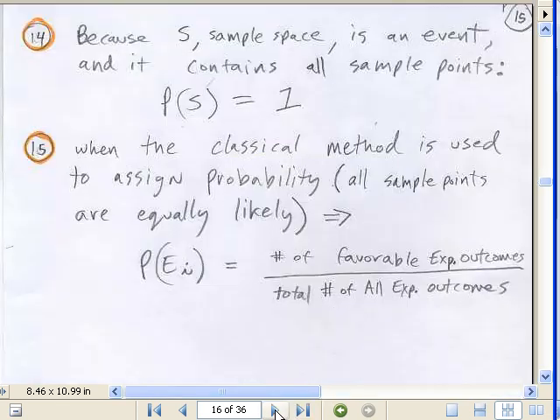All right, next page. This probably is self-evident, but S, that's the sample space, right? The probability of S, the sample space, oh yeah, it's always going to be 1. Also, we already mentioned this one, but the classical method is used to assign probabilities when all the sample points are equally likely. So that's why you can just say, hey, the number of favorable experimental outcomes, in our case rolling 2 heads in 3 tries, so there were 3 of them, divided by the total number of all the experimental outcomes, 8. So that is for classical probability only.